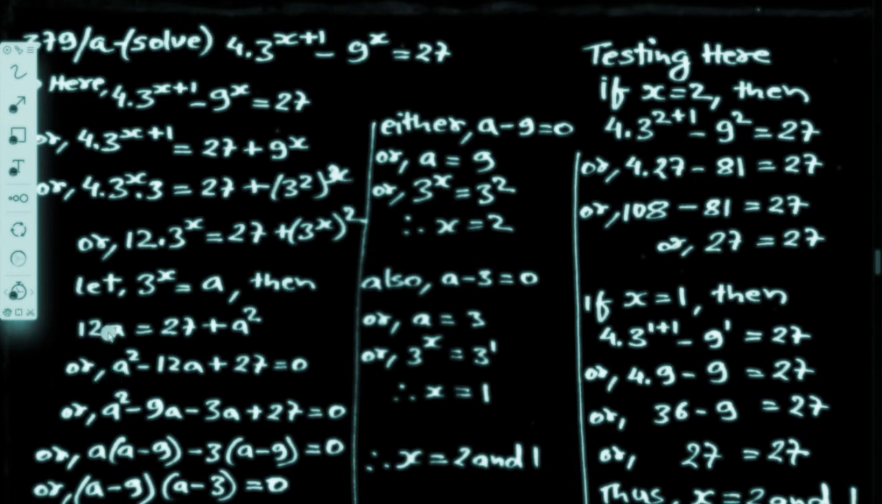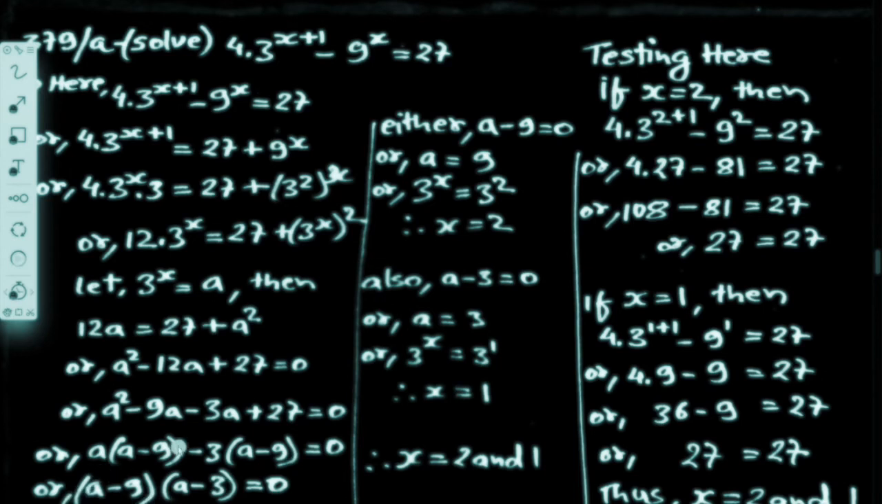This equation should be factorized to get the value of a. Now a square, and the sides should be changed: a square minus 12a plus 27 equals 0. For factorization, we should break 12a into two parts, 9a and 3a. So a square minus 9a minus 3a plus 27 equals 0. Now a is common in the first two terms, so a into a minus 9. Next, minus 3 is common, and the remaining factor is a minus 9, equals 0.